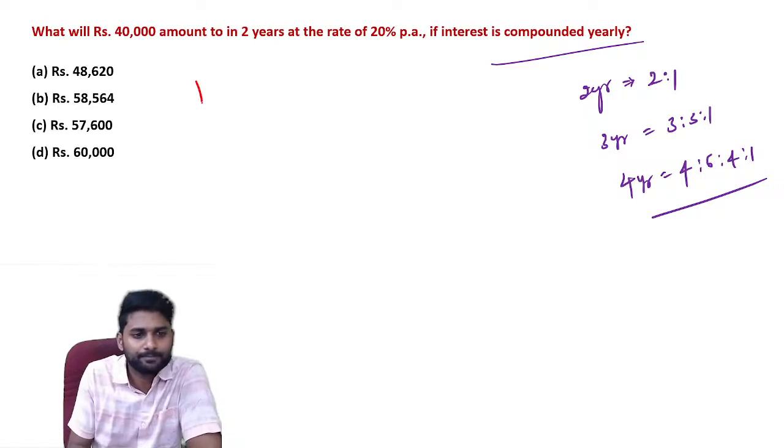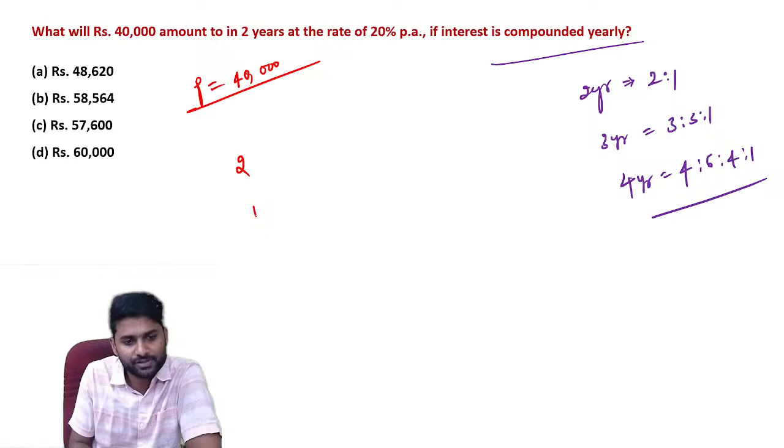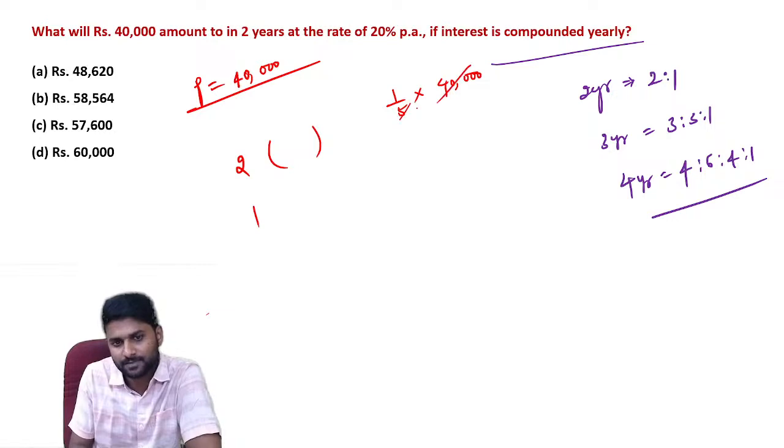Now see here, principal is 40,000, right? For 2 years the ratio is 1 is to 2 is to 1. So first you have to identify 20% of 40,000. 20% is all about 1/5 of 40,000. So it is 8,000 rupees. Again for the next value you have to continue: 1/5 of 8,000 is equal to 1600.